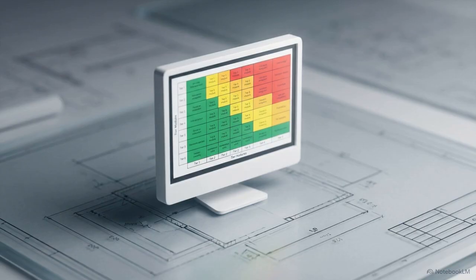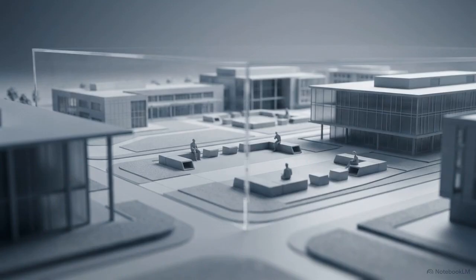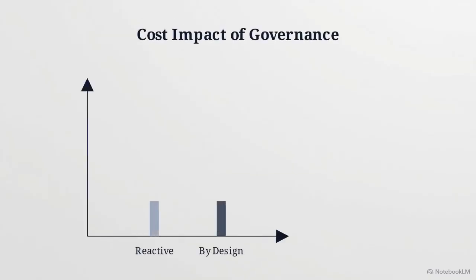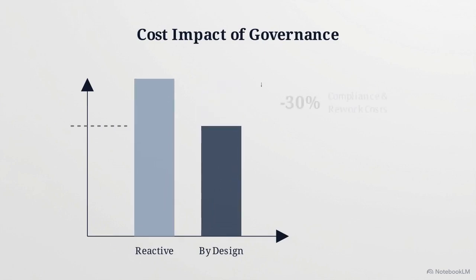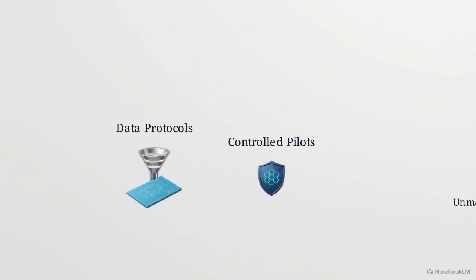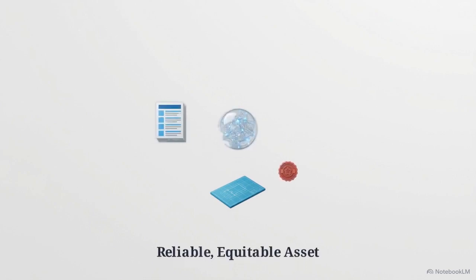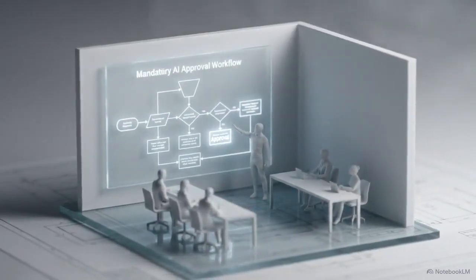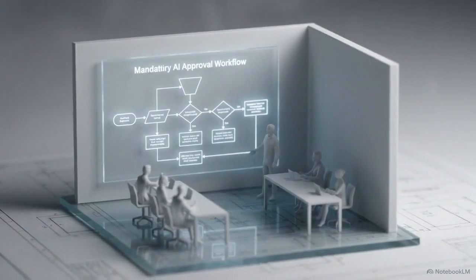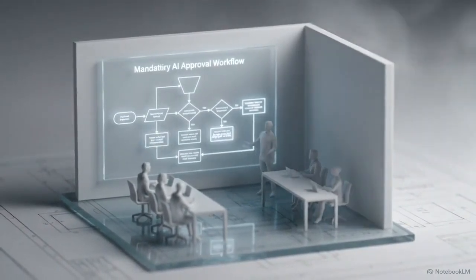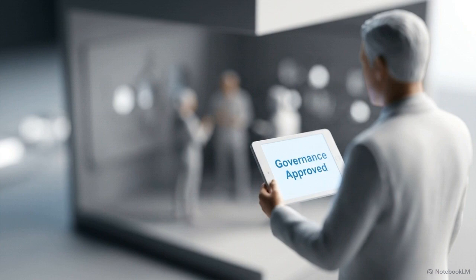Governance by design serves as a deliberate risk management strategy, protecting the district's long-term stability as technology evolves. The financial data is definitive. Integrating governance during the design phase reduces long-term compliance and rework costs by approximately 30%. Rigorous data protocols and controlled pilots transition AI from an unmanaged institutional threat into a reliable, equitable asset. In our current era of rapid, exponential technological growth, unchecked experimentation must never outpace carefully designed institutional policy. To protect both the institution and the student, governance must always precede implementation.